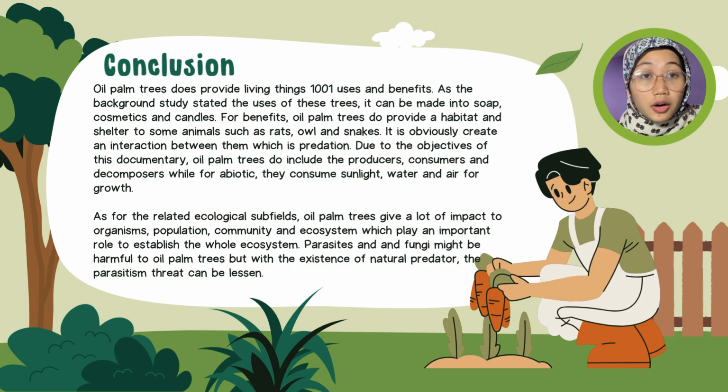Due to the objective of this documentary, oil palm trees do include producers, consumers, and decomposers, while for abiotic, they consume sunlight, water, and air for growth. As for the related ecological subfields, oil palm trees give a lot of impact to organism, population, community, and ecosystem, which play an important role in establishing the whole ecosystem. Parasites and fungi might be harmful to oil palm trees, but with the existence of natural predators, the parasitism threat can be lessened.